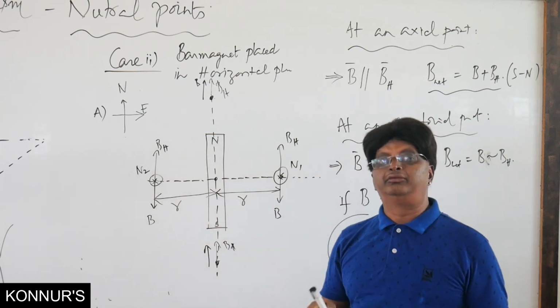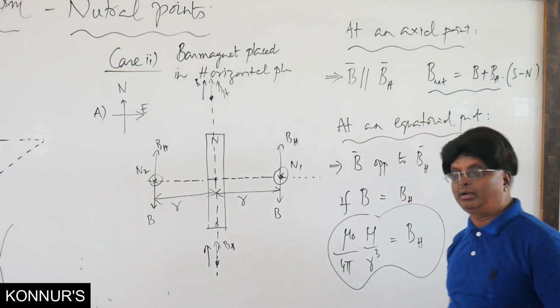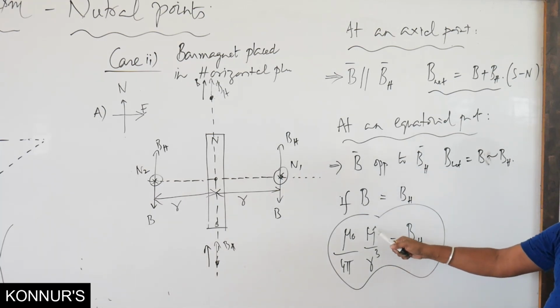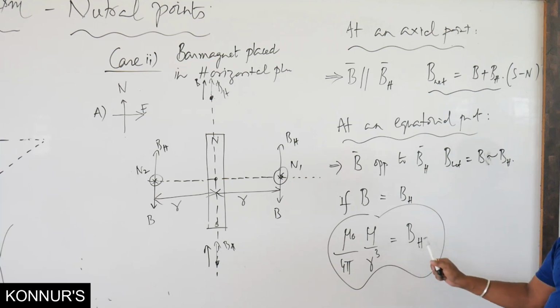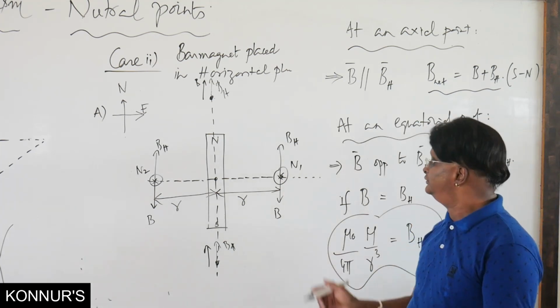Earlier you got one expression, mu naught by 4 pi, small m by R square, which was due to a monopole, remember. Here it is m by R cube, the dipole factor. Therefore, one more time: moment term, distance term and BH term, 3 terms are given and anything can be asked like that. Now you see we can make different questions.